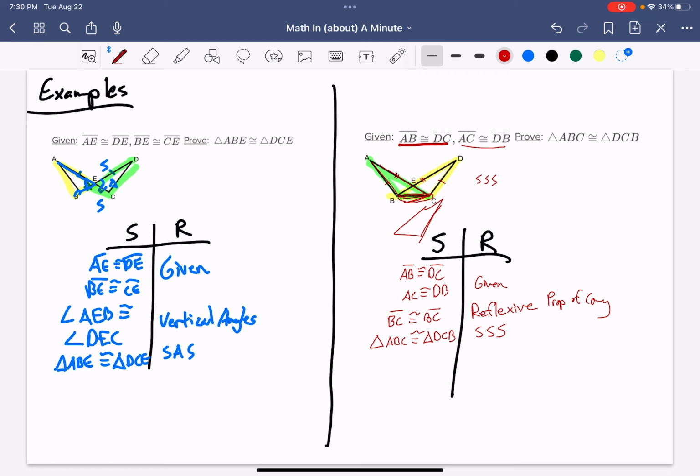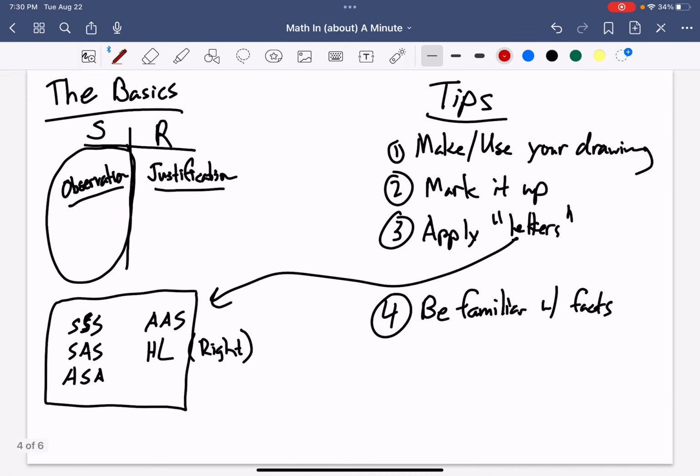A little bit tricky, takes a while to get the hang of it, but kind of follow these tips that I have for you. Make and use your drawing, start marking it up, and then once you've made some markings, start to apply some of those letters, like SSS, SAS, whatever it might be. See what it is you have and maybe what you can find. Then just make sure you're justifying it by being familiar with those facts. So good luck with your homework or practice, and let me know if you have any questions.